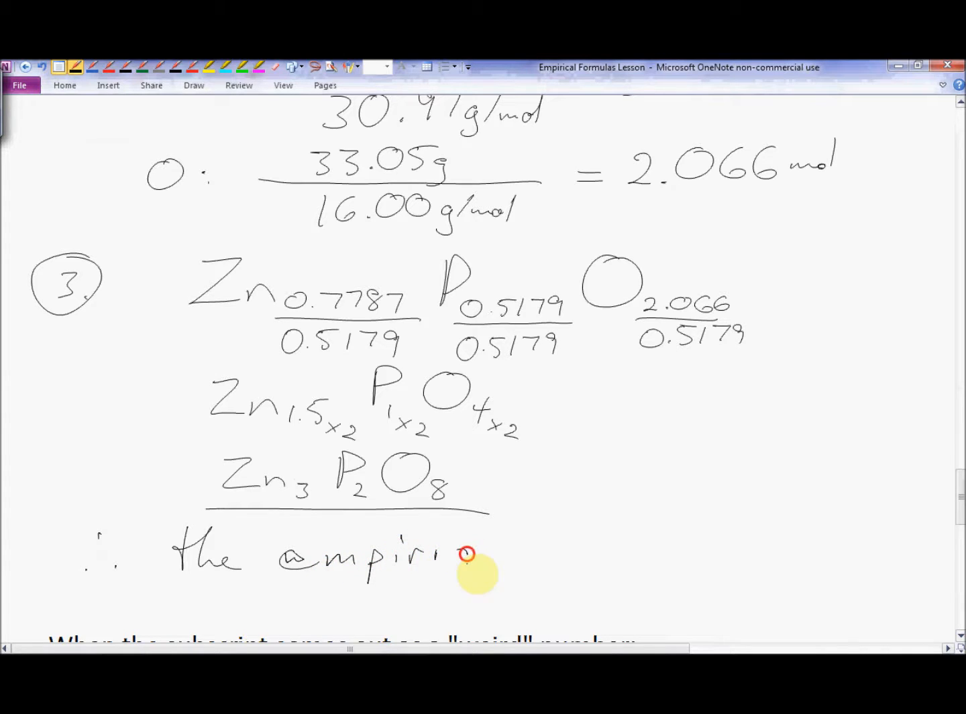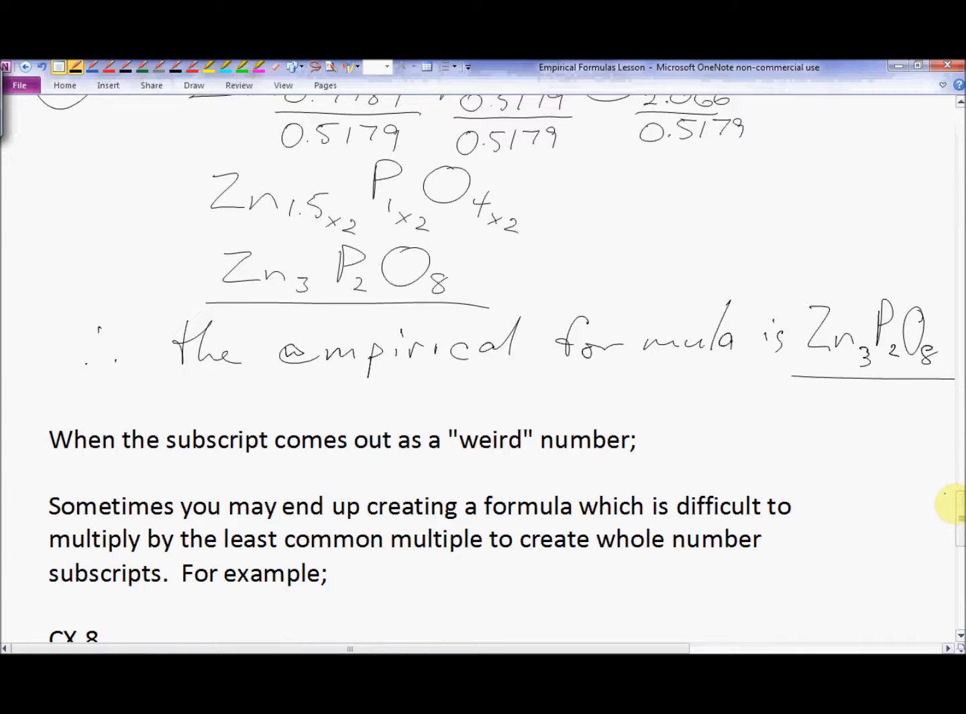Okay, so on a test you would want to write, therefore the empirical formula is zinc 3, phosphorus 2, oxygen 8 as your final answer. Now, in this one, zinc came out with 1.5 moles, and that was not too bad a number. We just multiplied by 2, and that was okay. But sometimes you can get a bit of a weird number, and so you need to find the least common multiple that's going to create an appropriate whole number, and that can be difficult. So follow this if you run into that.